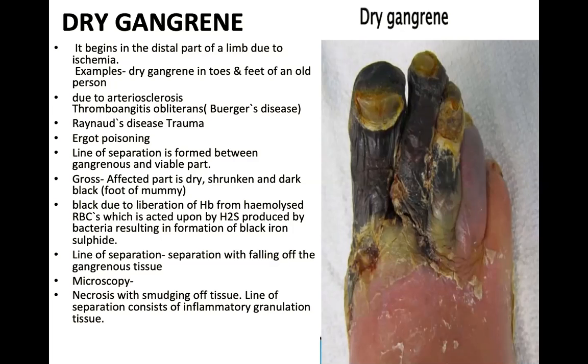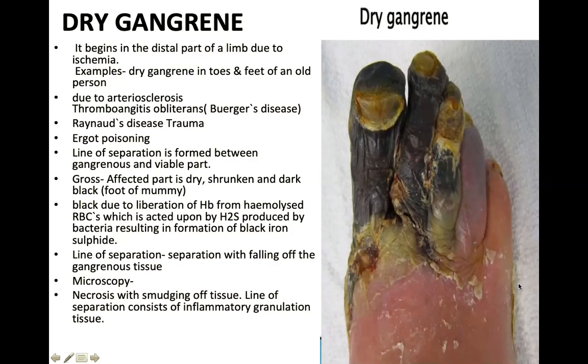Another example is thromboangiitis obliterans or also known as Buerger's disease. Okay, again, blockage na naman yan. And the Raynaud's, I think Buerger's parang wala siyang opening arteries. Raynaud's disease, trauma, ergot poisoning, and a line of separation is formed between gangrenous and the viable part. Okay, anything na may blockage plus sa ating blood supply will cause dry gangrene.